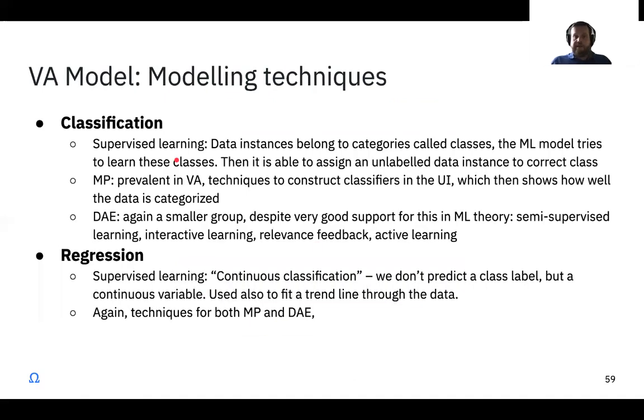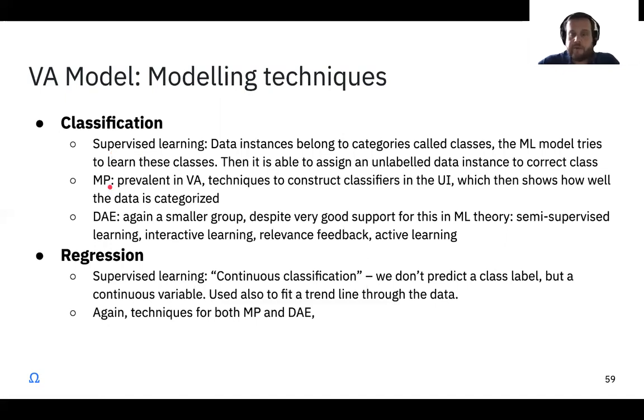The further two modeling techniques are classification and regression. Both are examples of supervised learning. In classification, data instances belong to categories called classes. The machine learning model tries to learn these classes, and then it is able to assign an unlabeled data instance to the correct class. So, recognize an unlabeled car with a brand, for instance, or for the iris data set, correctly classify the strain for an iris flower.